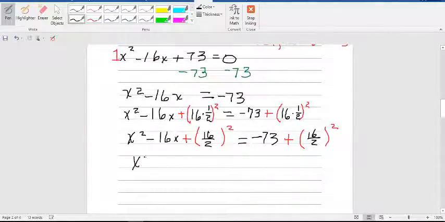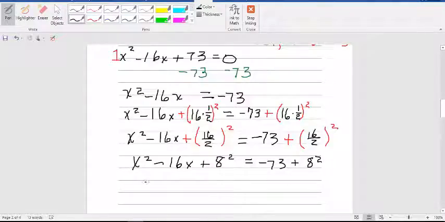It's convenient to look at it as b times 1/2 if b is a fraction. It's more convenient to look at it as the square of b over 2 if b is an integer, as it is in this case. So when I square 16 over 2, I'm actually squaring 8. On the left, I now have x squared minus 16x plus 8 squared. Notice that that factors into the square of x minus 8.